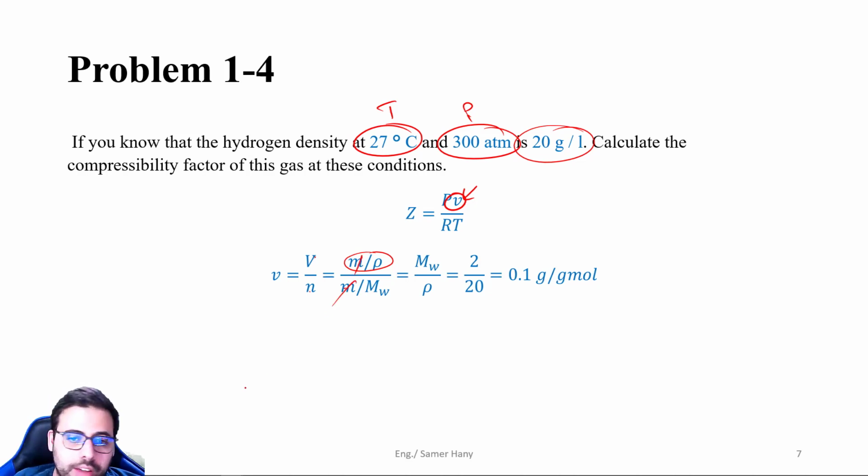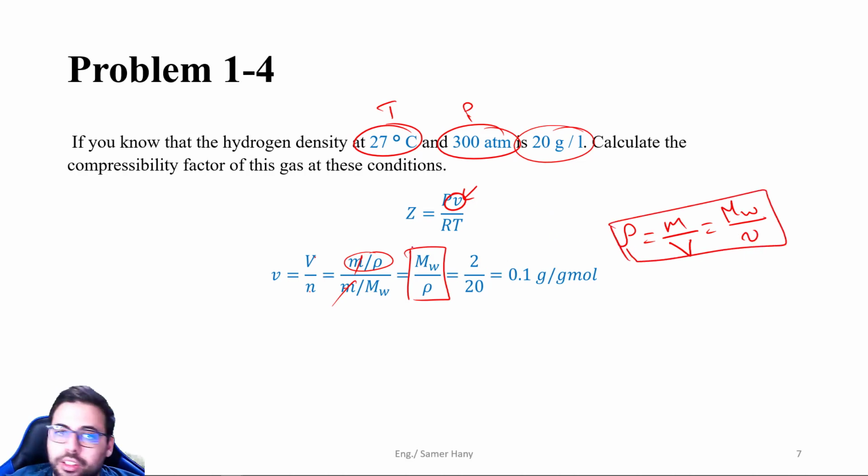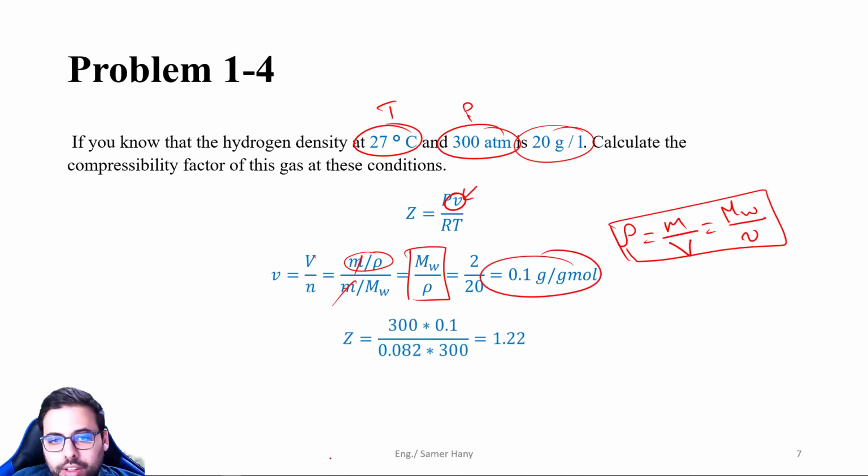Masses will cancel out, and we would have molecular weight over density, which is logical because we can express the density as total mass over total volume, or the mass of one molecule over the volume of one molecule. So we get the molar volume as 0.1 grams per gram mole, and then by direct substitution into the compressibility factor relation, we get 1.22.